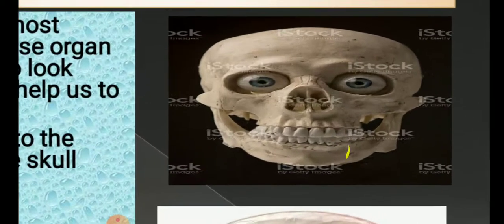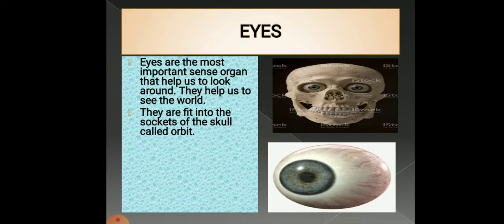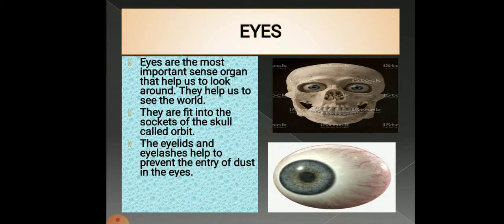So you can see this is skull and eyes are fit inside the skull, inside the sockets of the skull. Clear? And it is like a ball. You can see this ball. This is eyeball. The eyelids and eyelashes help to prevent the entry of the dust in the eyes. You have seen now if there is any storm and it is full of dust, directly you close your eyes with the help of your eyelids and eyelashes. Got it?